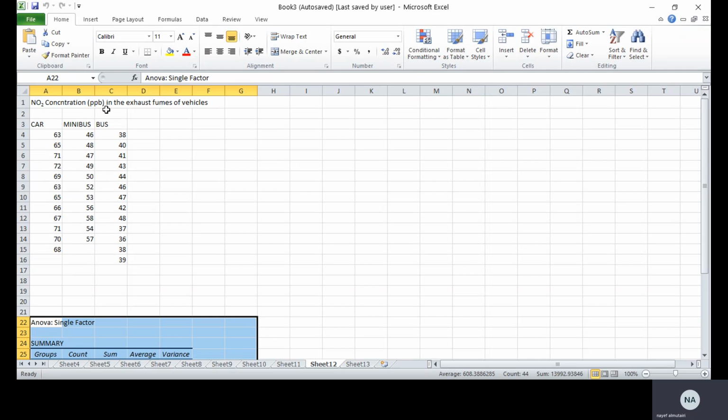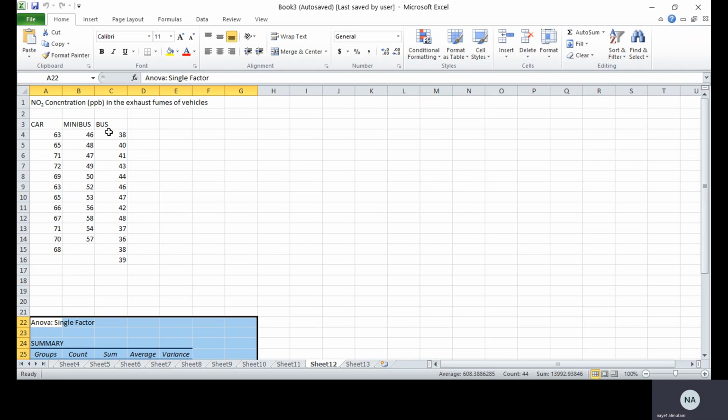So the analysis of variance, or ANOVA, is a test to check if there are any statistical differences between the means when you have 3 or more. Now, remember we did the student test before. Now you have 3 columns: column 1, column 2, and column 3. One for car, one for minibus, and one for bus. We're going to do the same thing here, but now we're going to apply a one-way factor. This factor is NO2 concentration in parts per billion.